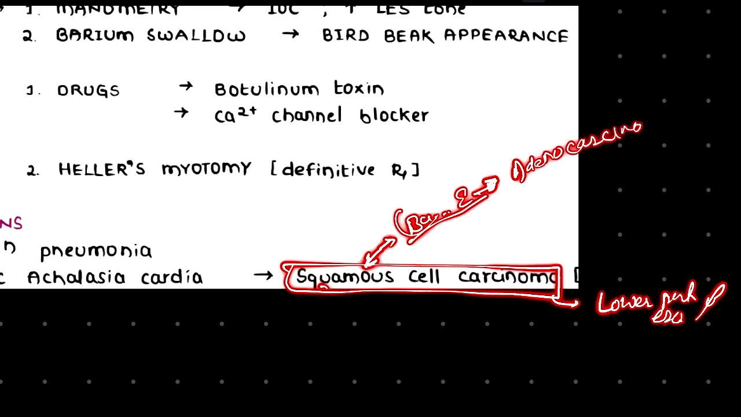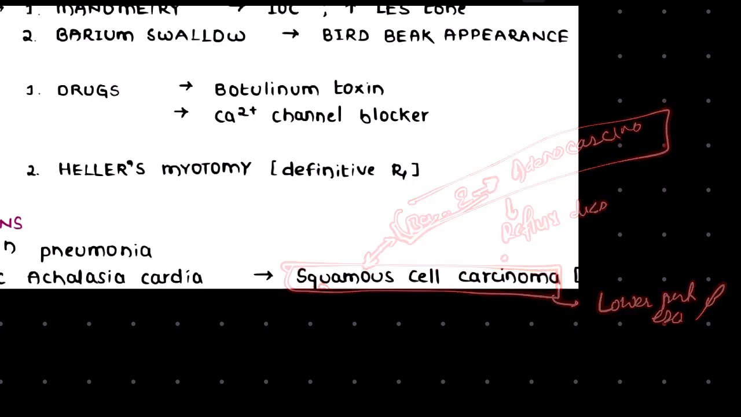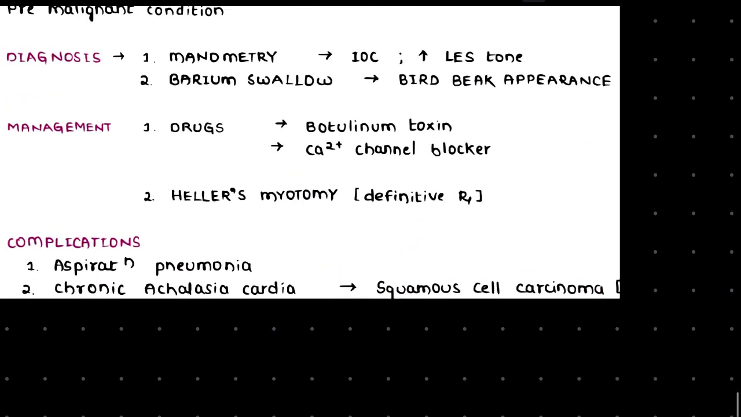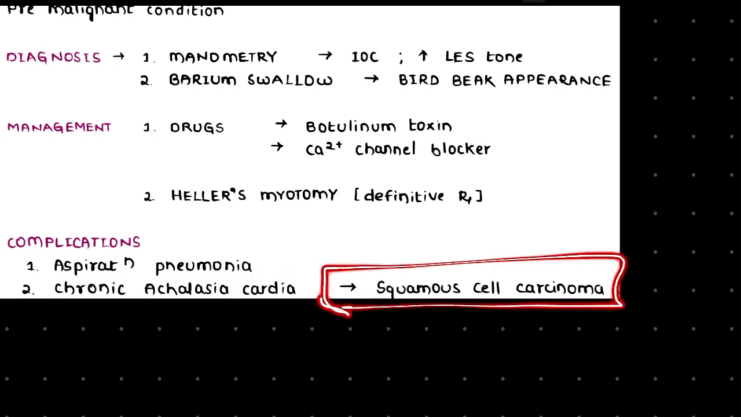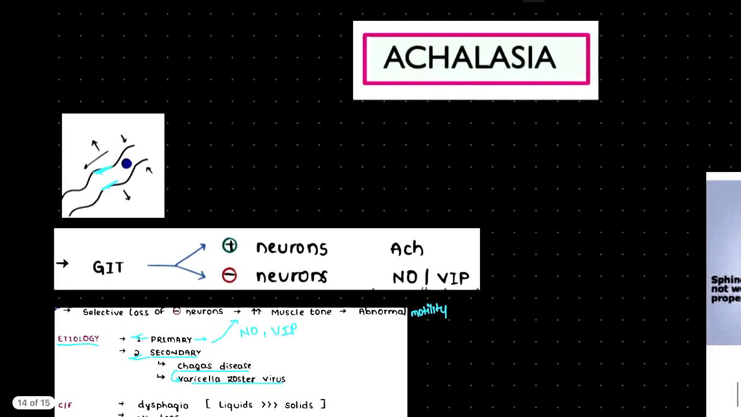And this Barrett esophagus, what was it? It was reflux disease, right? But here we are talking about achalasia cardia, in which there can be regurgitation, and excessive regurgitation can result in chronic achalasia cardia, and that may be the cause of squamous cell carcinoma. So this was about achalasia cardia, right?